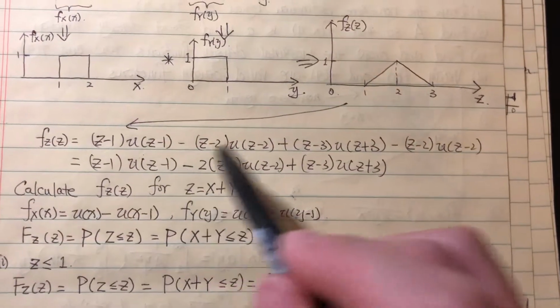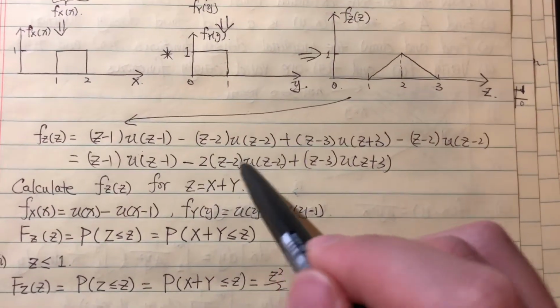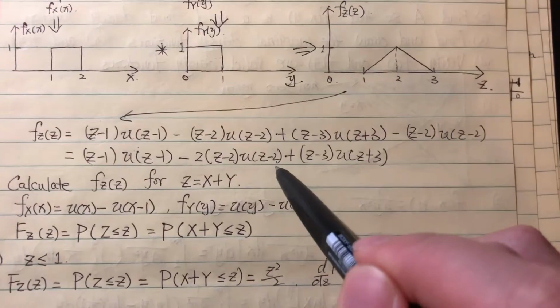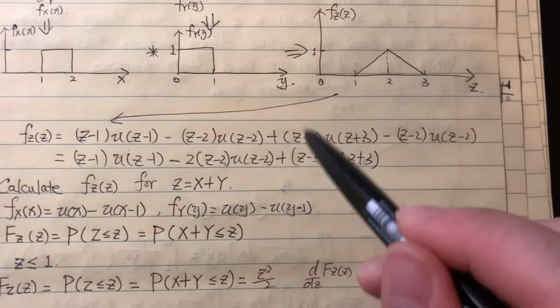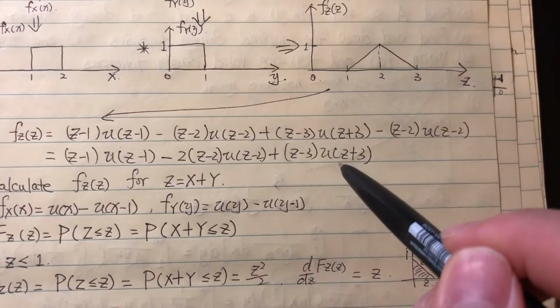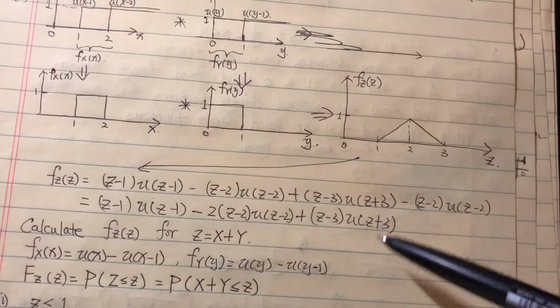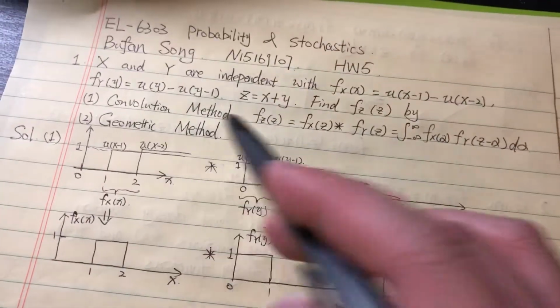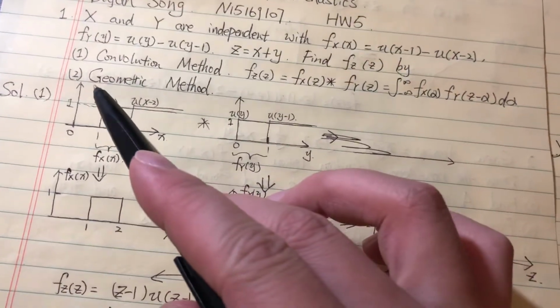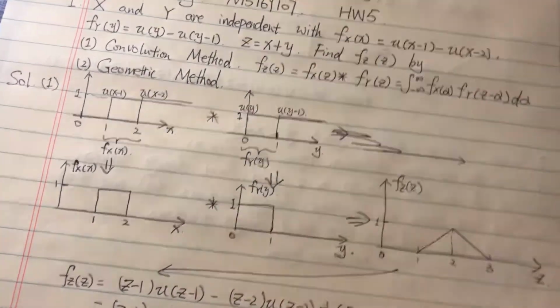is equal to (z-1)u(z-1) minus 2(z-2)u(z-2) plus (z-3)u(z-3). So this is the first subproblem using the convolution method, and the second one uses the geometric method.